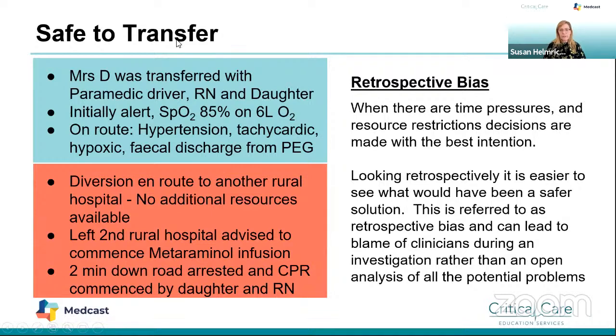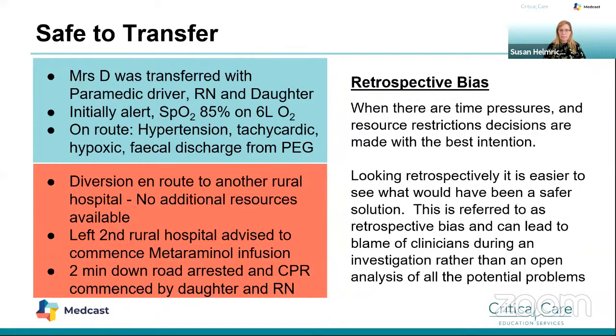Unfortunately, en route to the regional hospital, Mrs. D did deteriorate, and the decision was made at that point to divert to another rural centre. Initially she had quite an elevated blood pressure, but the nurse was uncertain how accurate it was because of the equipment that she was using. On rechecking, her blood pressure was starting to come down. She was becoming more acutely hypoxic. Oxygen was increased at that stage. So they were rerouted to another rural hospital.